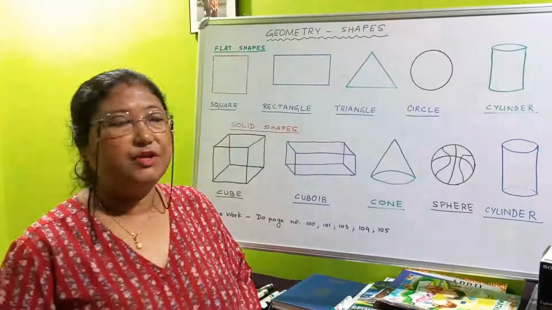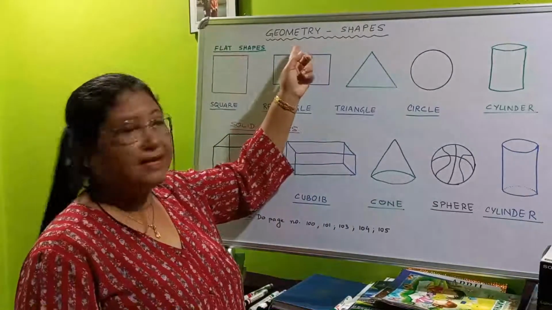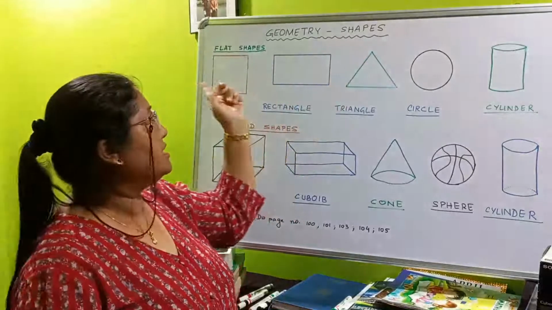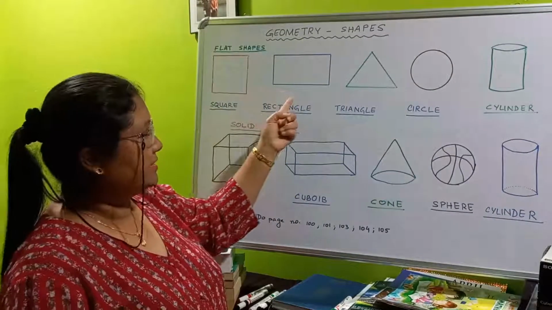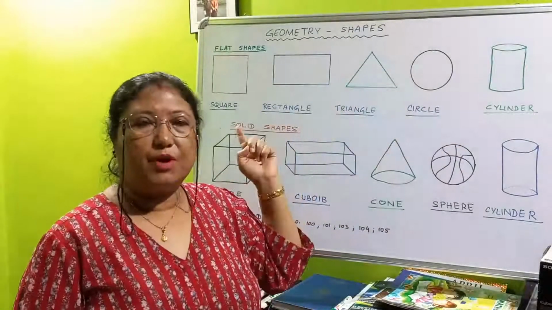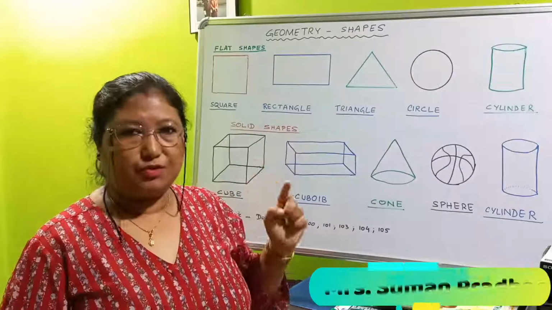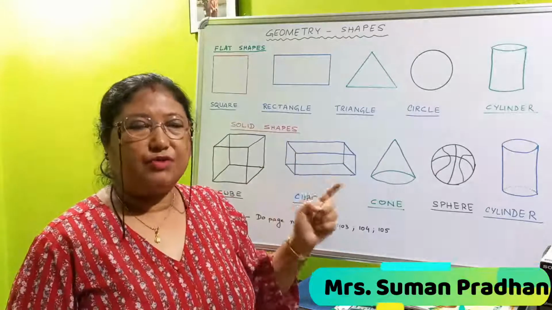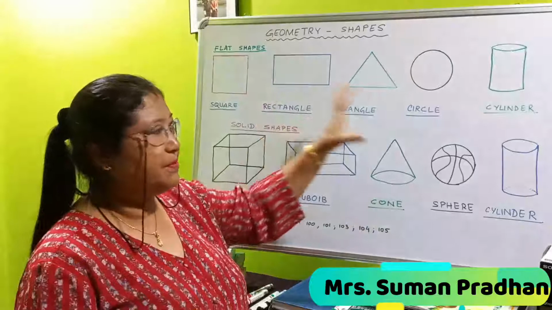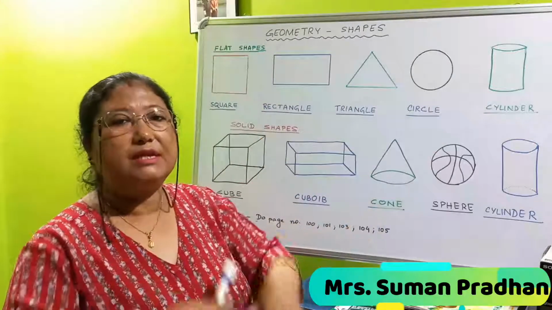Hello children, today we are going to learn geometry. From geometry, the topic is shapes. Actually, this square, rectangle, triangle, circle, cylinder, all these things you have already learned in class UKG also. Do you remember that? I taught you. I showed one video also. Now the same repetition is here, but in a little more detail.